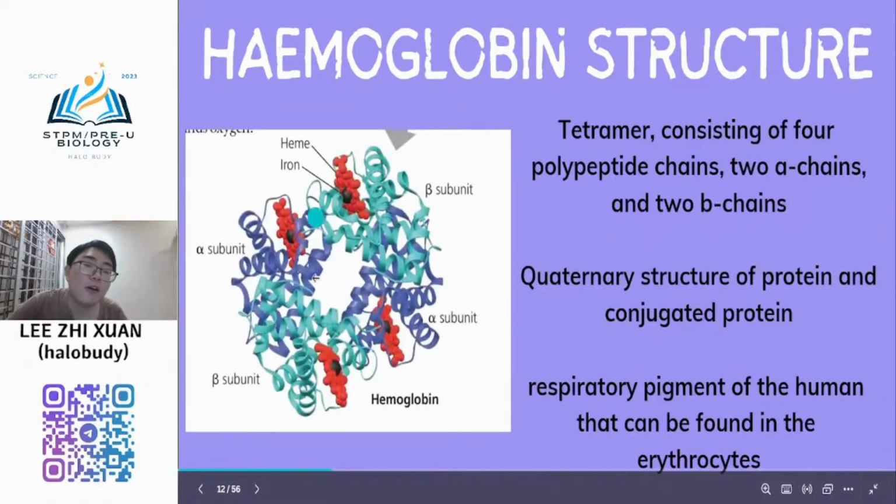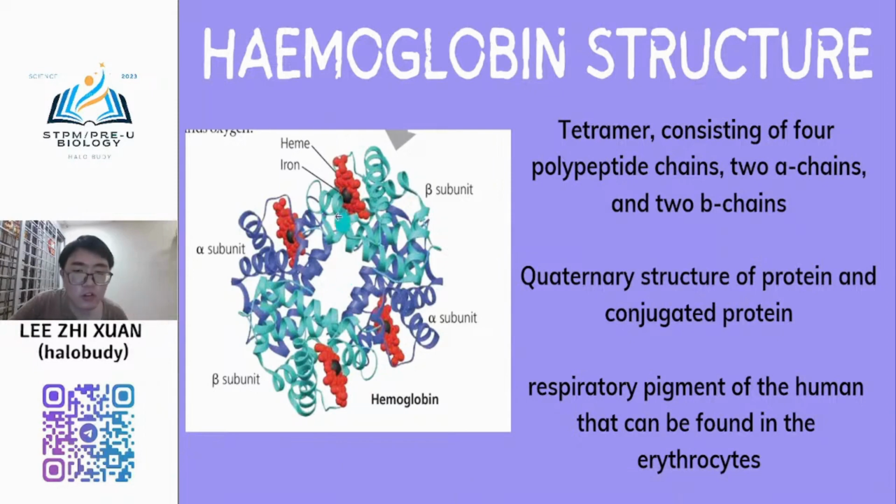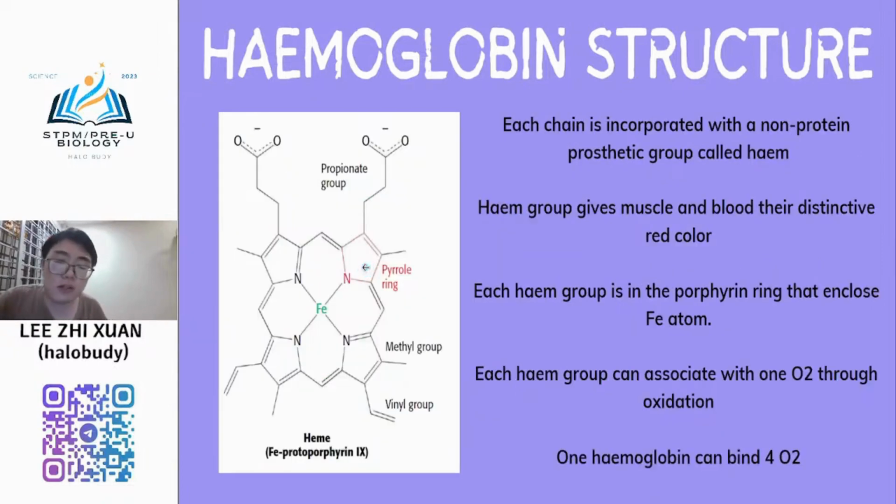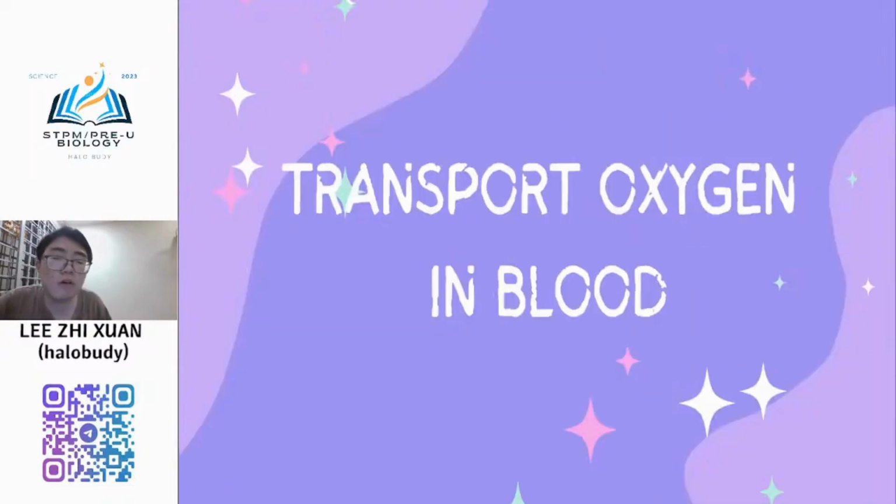Why? Because one hemoglobin contains 4 polypeptide chains. Each polypeptide chain contains one heme group. And then one heme group can bind 1 oxygen molecule. So overall, one hemoglobin can bind 4 oxygen molecules. So this is the theory you need to know.